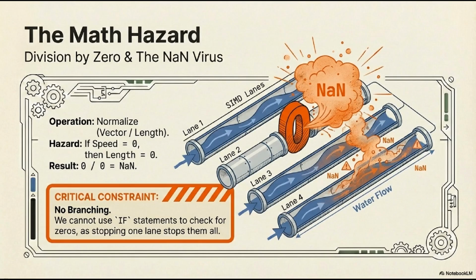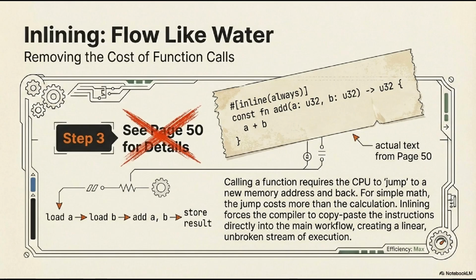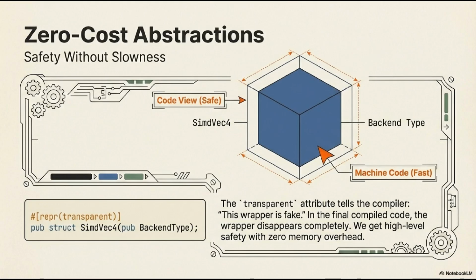Okay, next concept, inlining. I see the instruction hashtag inline always above almost every single function in this file. Why is it everywhere? To understand this, we have to look at the cost of using a function.